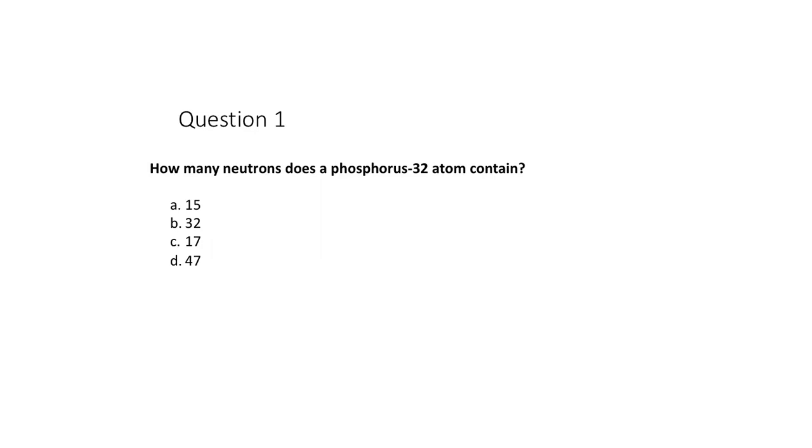These are the solutions to activity 3. How many neutrons does a phosphorus-32 atom contain? This is our mass number for the atom, so that would be our number here. The atomic number comes from the periodic table.